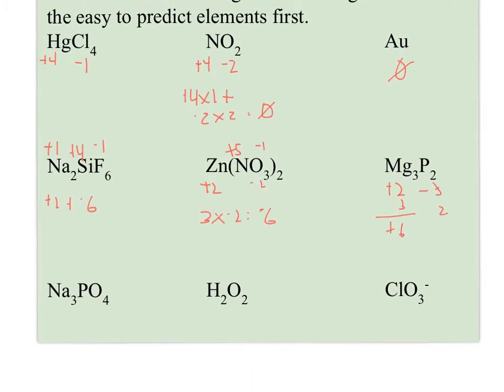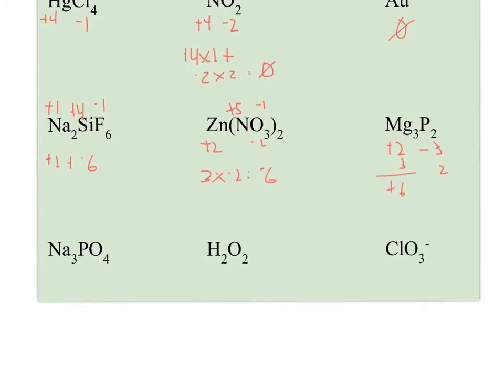And as I scroll up here, Na3PO4: Na is +1, times 3 is a total of +3. Oxygen's -2 times 4 is a total of -8. That means my phosphorus is going to be the other +5. Again, think about what that means.